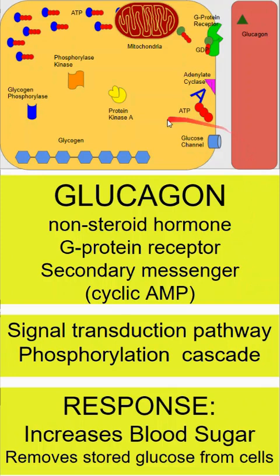Sometimes we make models to make better visual mental representations of a process. There's always going to be some inaccuracy involved, because even in this model cell, we don't have a nucleus, but we're going to try and notice the signal transduction pathway, the phosphorylation cascade, and see the response.